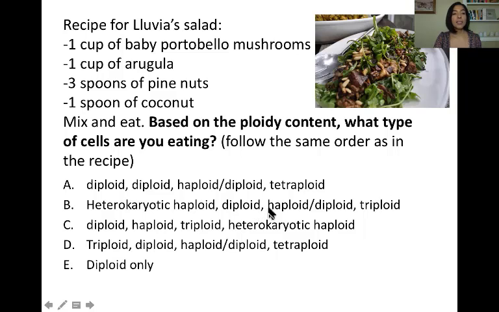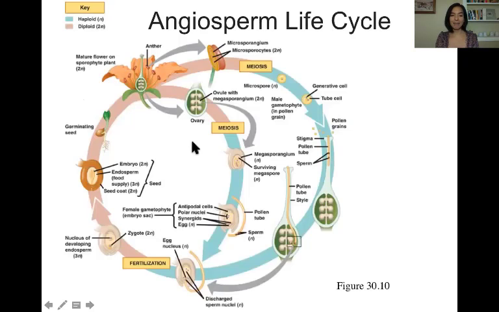Oh, the 3 spoons of pine nuts. The pine nuts, part of what we eat in the pine nut is the gametophyte, the megagametophyte, and obviously the embryo that is inside, and the embryo is diploid. So it will be haploid and diploid, and then the coconut, as I just explained, will be triploid. So hopefully you get it right. This has a lot of information, so I expect you to remember all of this from the different groups that we have learned in class.